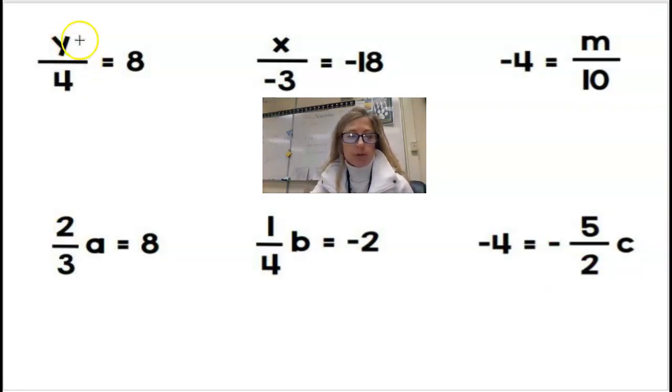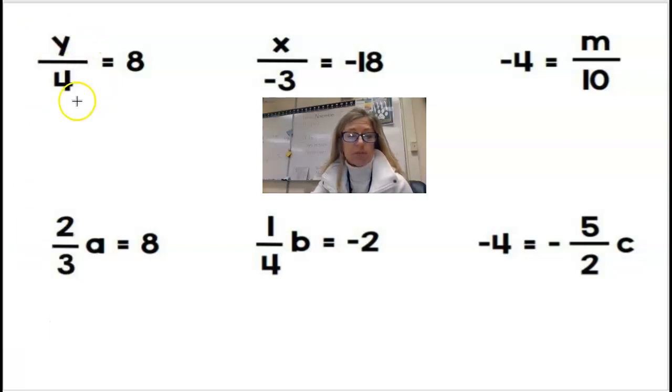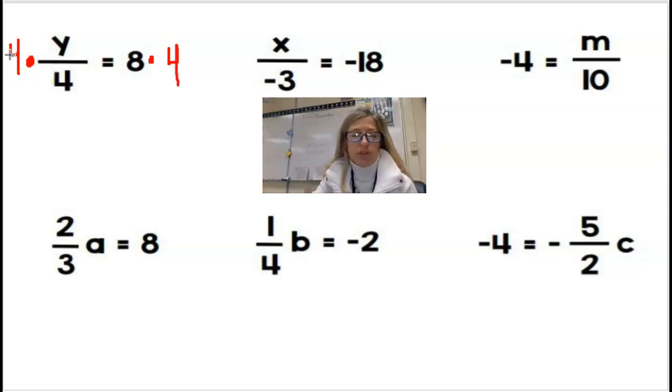So if we look at this first part, we have to recognize that y is being divided by 4, and what is the inverse operation? The inverse is multiplication. So I'm going to show, with a dot, that I'm multiplying by 4 on both sides. A 4 being multiplied by a division, they cancel out. So I'm left with y equals, and on the other side, 8 times 4 is 32.